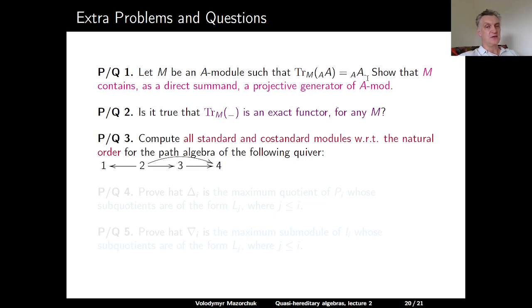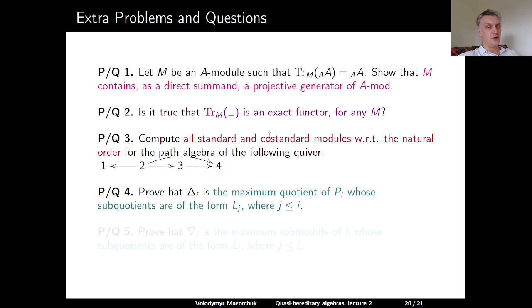Question 3. Compute all standard and costandard modules with respect to the natural order of the path algebra of the following quiver. So we have 4 vertices, 1, 2, 3, and 4, and 4 arrows, from 2 to 1, from 2 to 3, from 2 to 4, and from 3 to 4.